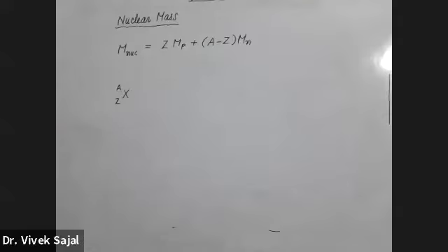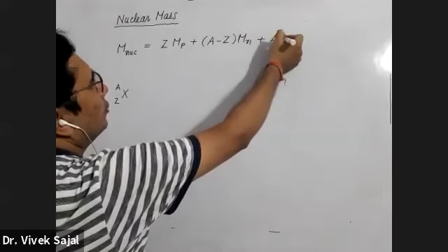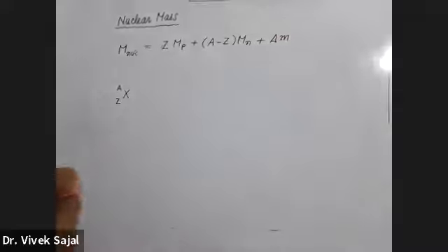And that is known as lost mass. Mass loss. That is known as lost mass. Suppose this is delta. This is lost mass. I will discuss this lost mass when I teach binding energy, okay?